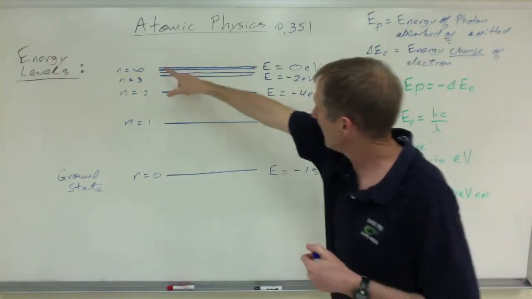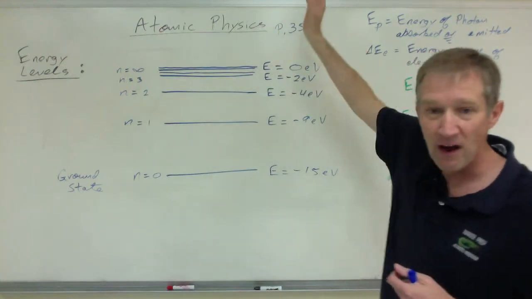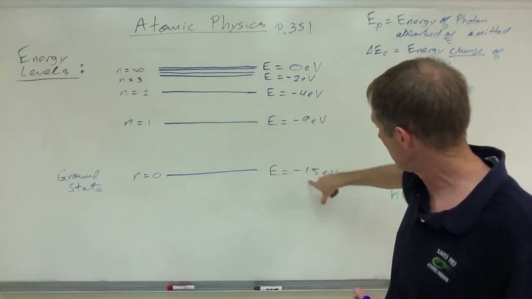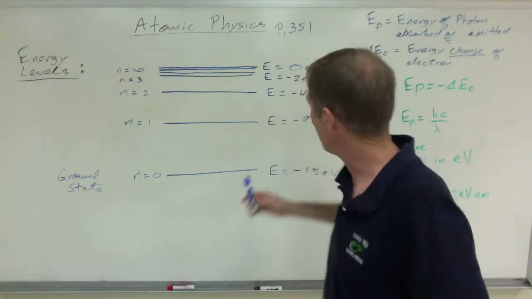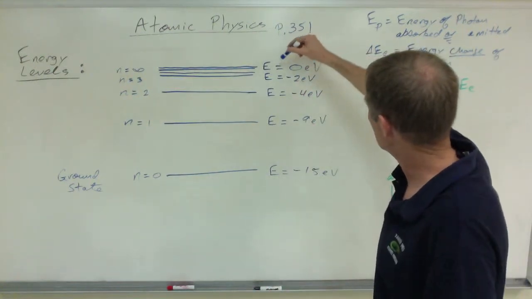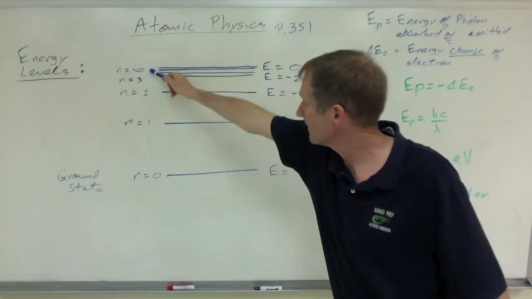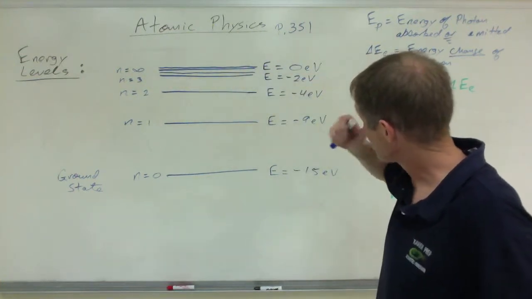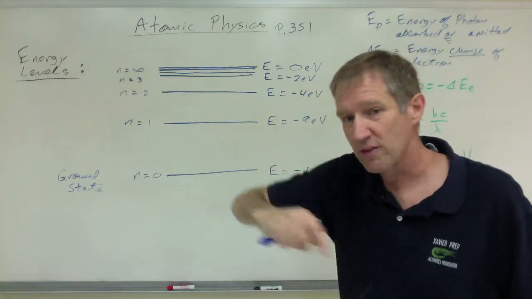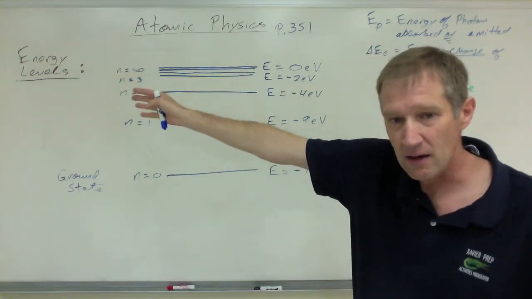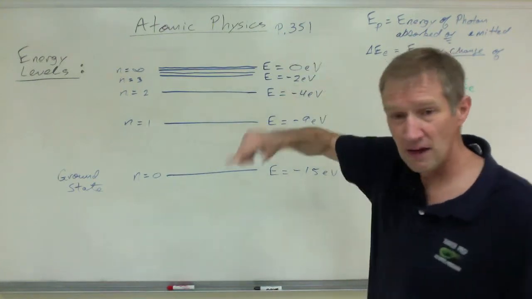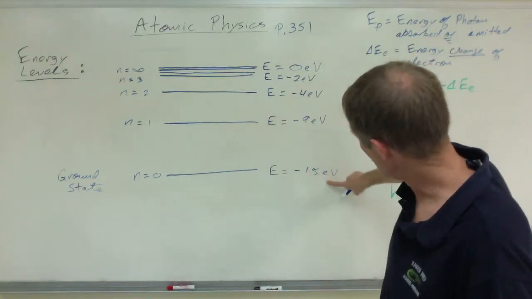When it gets past this, it's been ionized. It's gone. It's interesting that they make the energy at infinity 0. That's the energy at which the electron has left the atom. The electron is no longer in the building. The electron has left the atom. This is at its lowest energy.